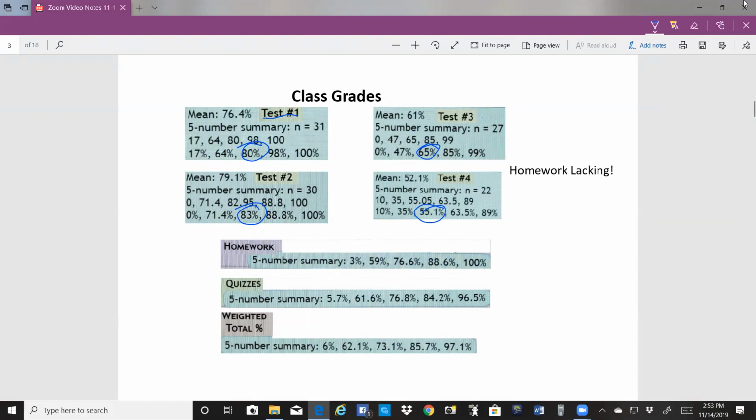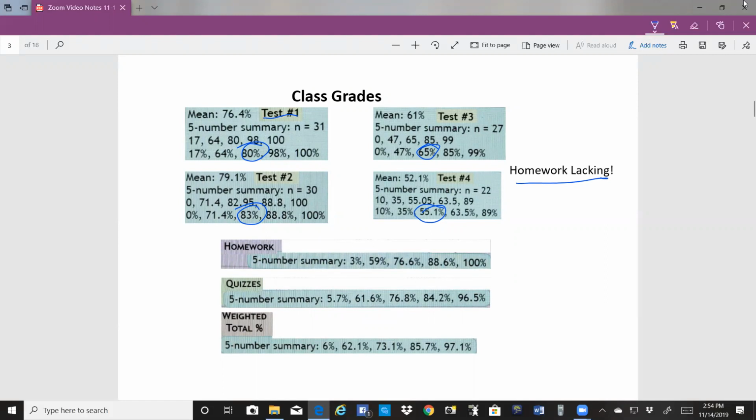This also seems to be the case when I talked to Dr. Andrews, the chair of the math department. He says this is typically what we see on test 4, especially if a lot of homework was not done. So what I would like everybody to do is get ready for the final to review any problems they missed on any of the tests.